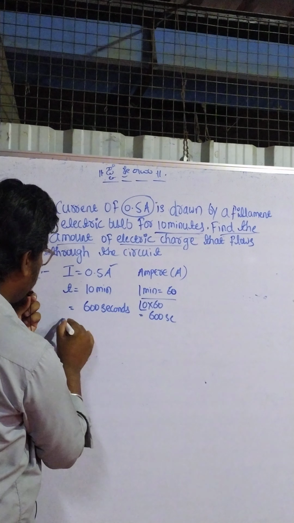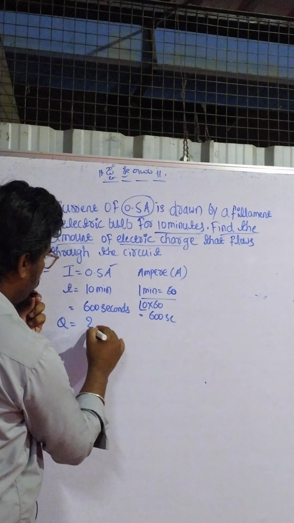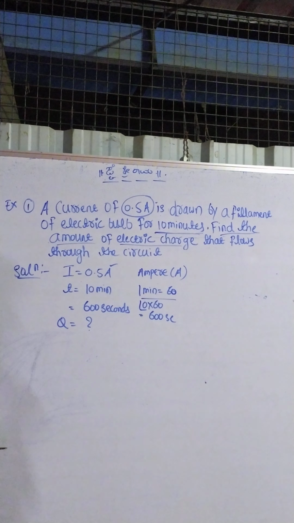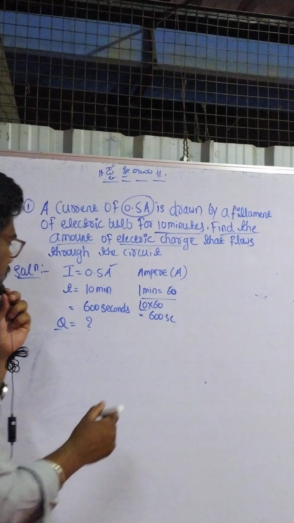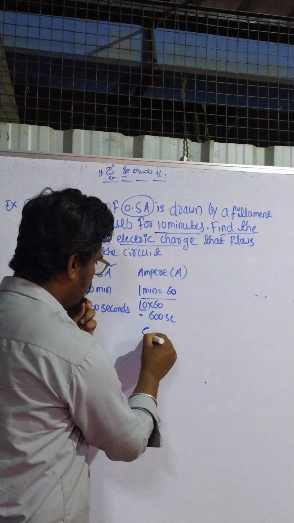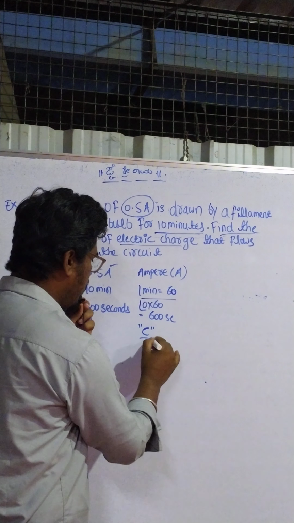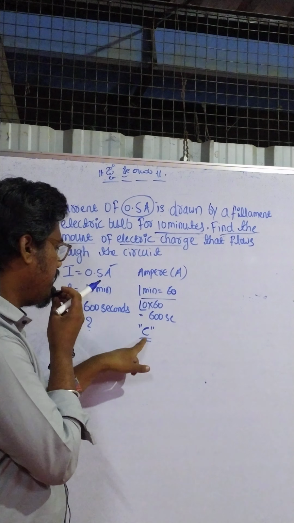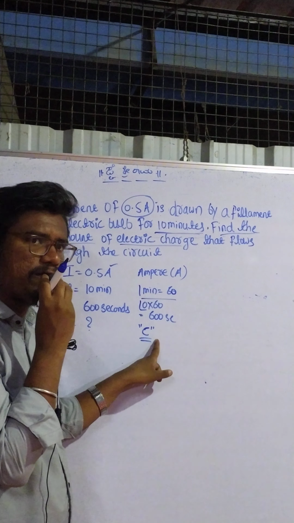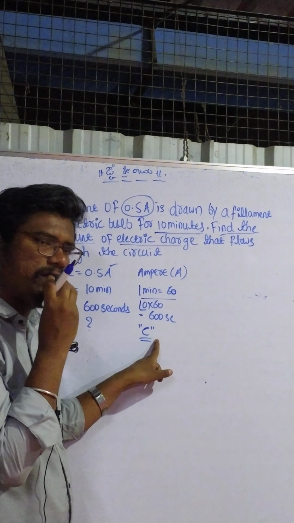Next, what do we have to find here? Charge. Q is equal to how do we find it? Charge has the symbol Q, and the SI unit of charge is coulomb. The SI unit of current is ampere, and the SI unit of charge is coulomb. It is denoted by the letter C.